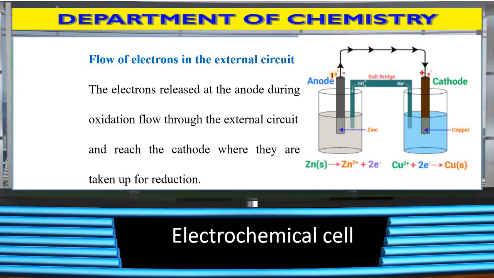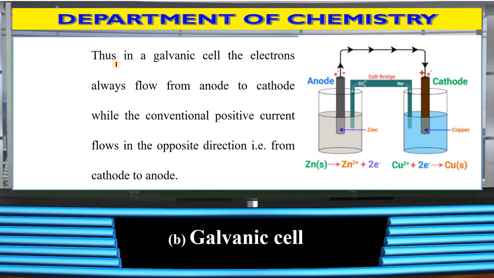Means when electrons are removed from that anode electrode, that electron goes towards the cathode electrode through this electrical wire or through this metallic wire. Now see here, thus in the galvanic cell, the electrons always flow from anode compartment to cathode compartment, right? Because at anode electrons are formed and at cathode that electrons are captured, right?